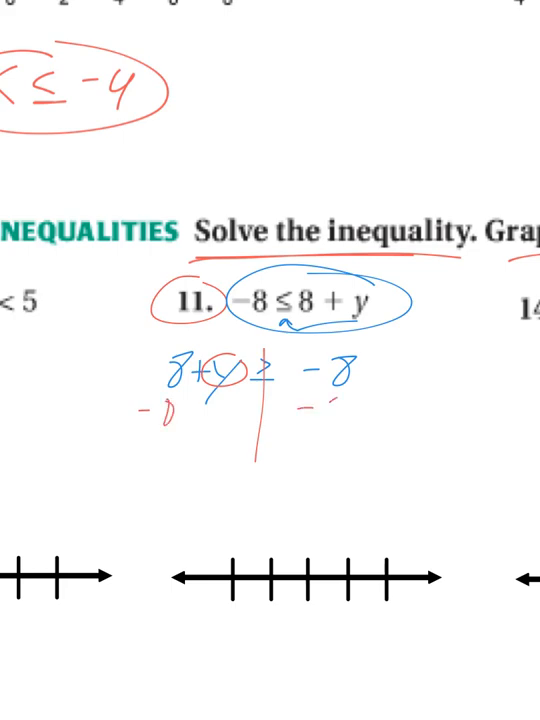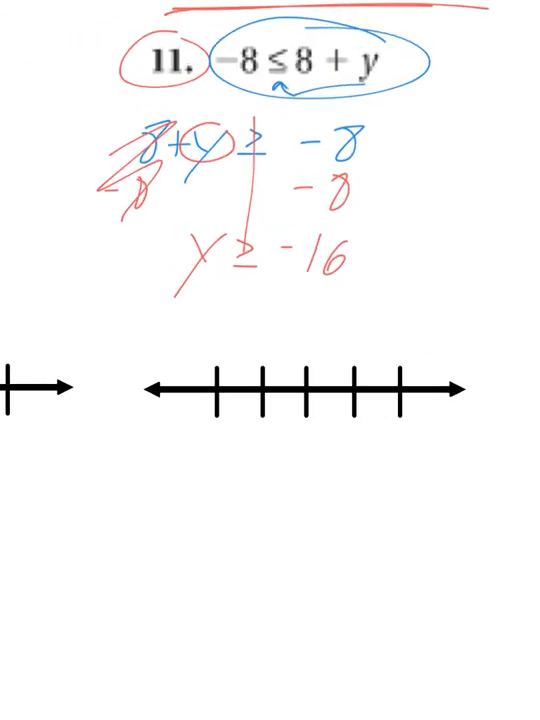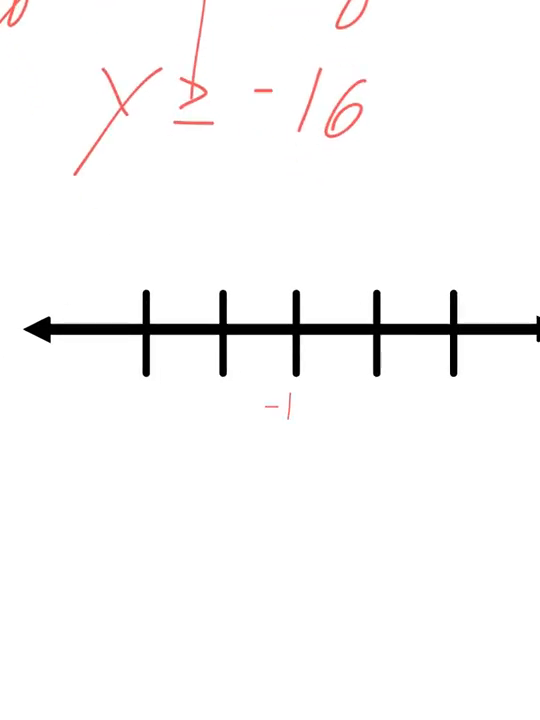I'll subtract 8 from both sides, it looks like, for this one. The 8s will cancel over here, so I get y is greater than or equal to -16. And so again, I'll go down to -16 on the number line. I'll put that as my key number. I'll write it really small.